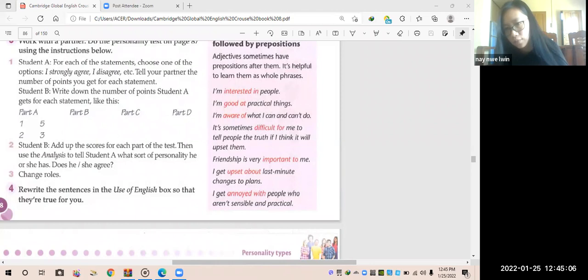I am interested in reading. I'm good at maths. I'm aware of myself. Family and friendship are very important to me. I get annoyed with my younger brother. Okay, so choose next one.